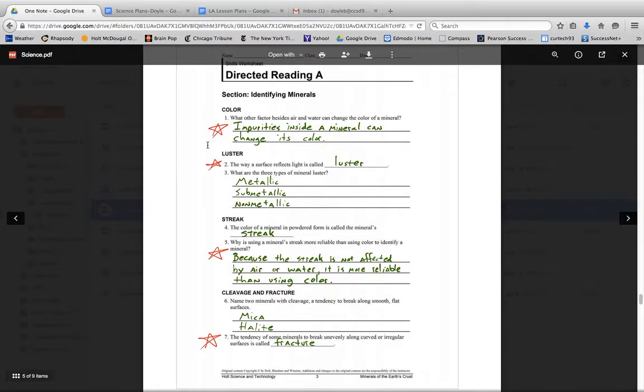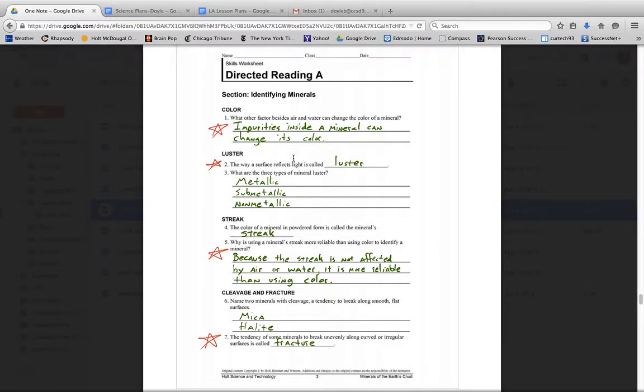2 is luster. The way a surface reflects light is called luster. And what are the 3 types of mineral luster? Those would be metallic, submetallic, and nonmetallic. So metallic, it looks like metal. Non-metallic looks like a rock. It doesn't look like metal at all. It just looks like rock. And submetallic kind of looks a little bit like metal, but not totally.